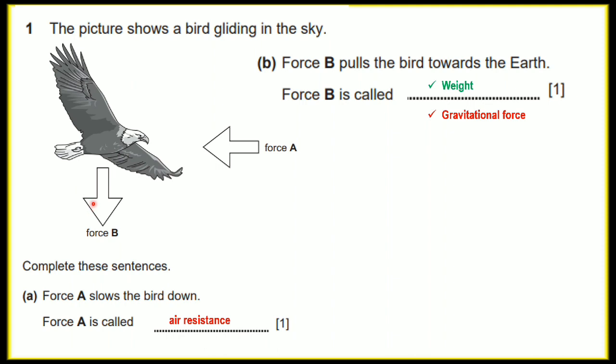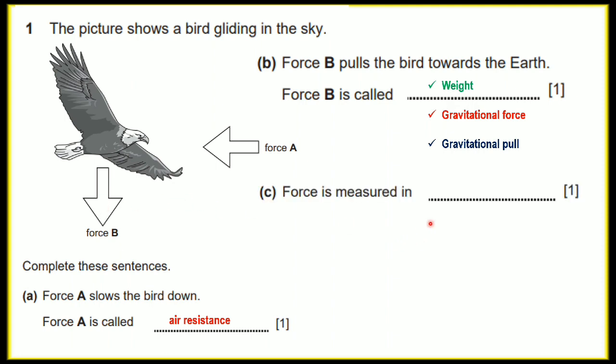So we are talking about this force now, or gravitational pull. Force is measured in what unit? Newton, or N, capital N, all right, small n. Because Newton is the name of a person, it's a proper noun.